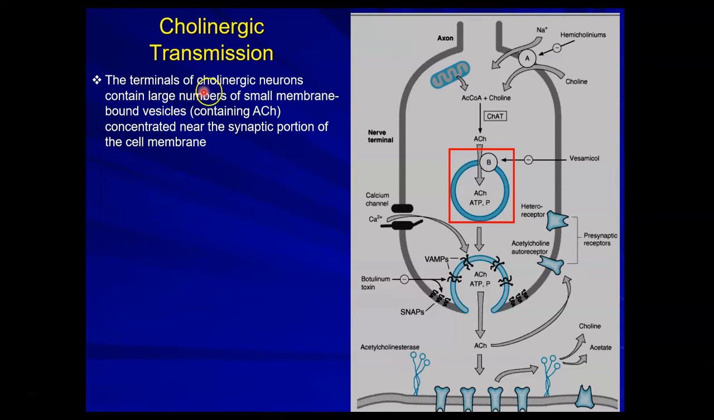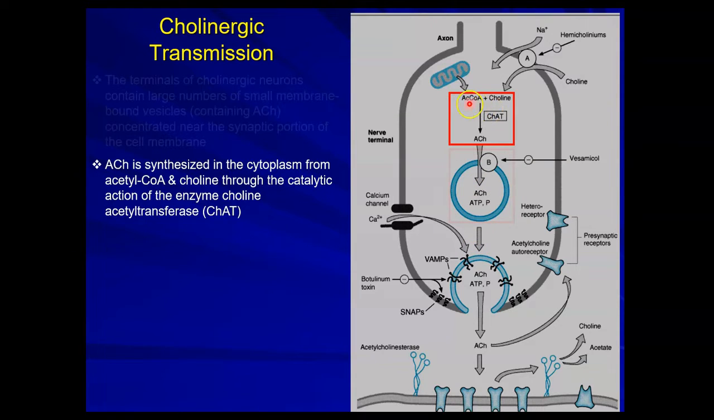The terminals of cholinergic neurons contain a large number of small membrane-bound vesicles containing acetylcholine. These vesicles concentrate near the synaptic portion of the cell membrane. They don't need to be up here. They are present in huge amounts where they are critically needed. Each vesicle contains tens of thousands of molecules of acetylcholine, but where it is urgently needed, which is here, near the synaptic portion of the cell membrane.